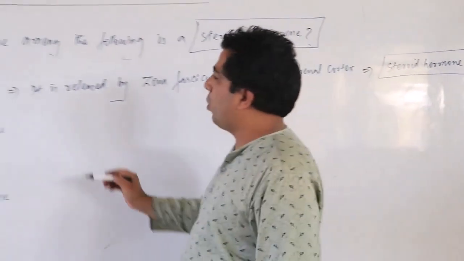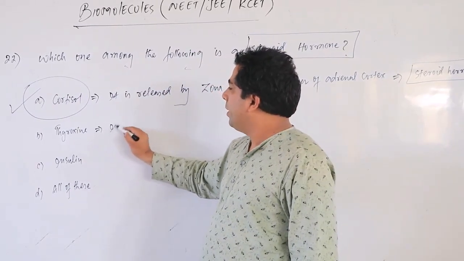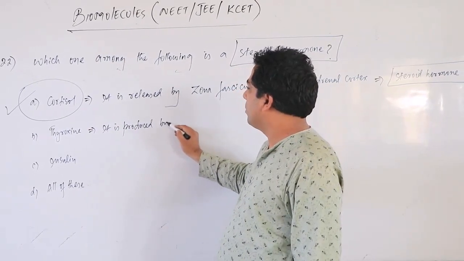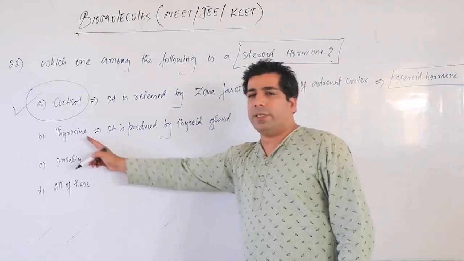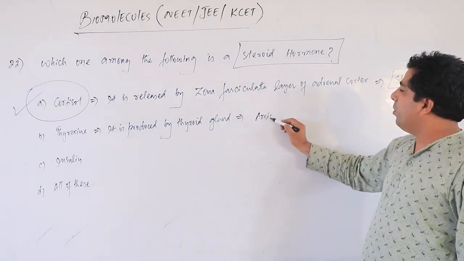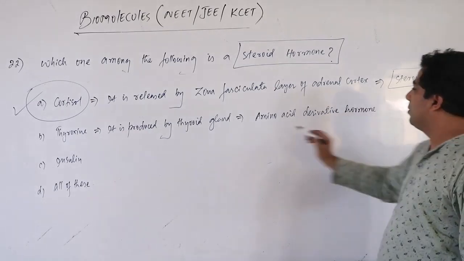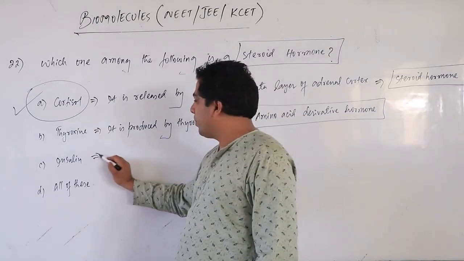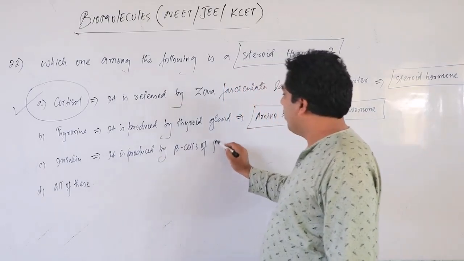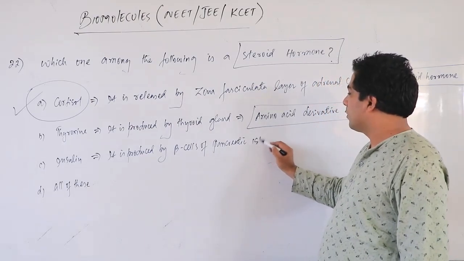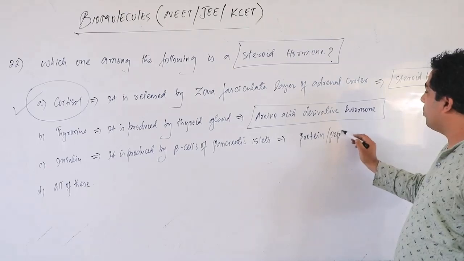So the first option is cortisol, and cortisol is our steroid hormone. Now if you come to thyroxine, it is produced by the thyroid gland. And you know which kind of hormone this thyroxine is? It's produced by the thyroid gland, and it is an amino acid derivative hormone. If you look at insulin, it is produced by beta cells of pancreatic islets, and it is obviously a peptide hormone, or you can also call it a protein or peptide hormone.